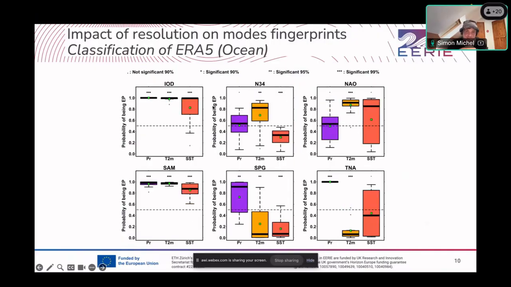And then when we do that for the atmosphere as well, here, this is the probability not of being eddying, but of being high resolution, for the atmosphere. There are some cases where this is true. We can see here, for instance, for IOD and SAM on precipitation and temperatures. But for most cases, this is not true compared to what we found for the ocean.